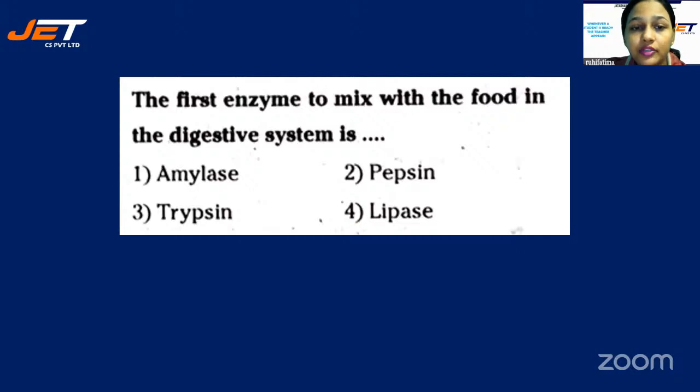Second question, the first enzyme to mix with the food in the digestive system is, and your options are number 1, amylase, number 2, pepsin, number 3, trypsin, number 4, lipase. Amylase can also be called as salivary amylase. So, which is the correct answer? The first enzyme to mix with the food in the digestive system. Come on, students.